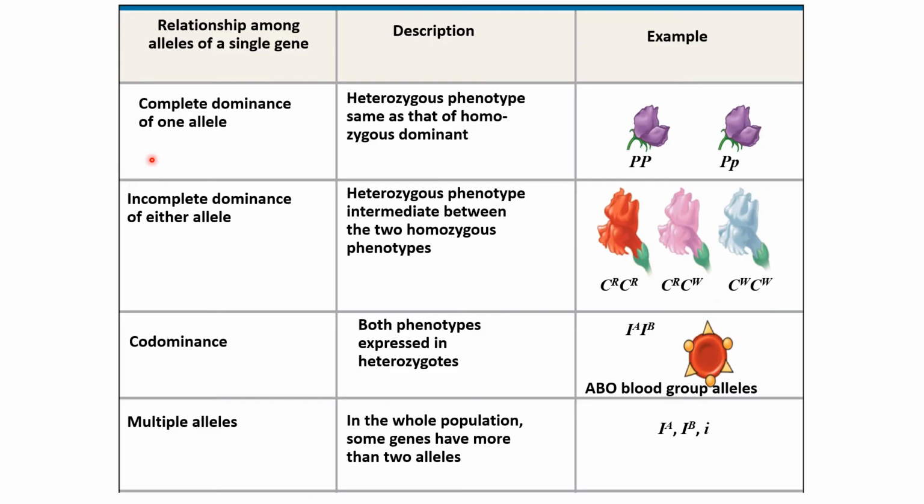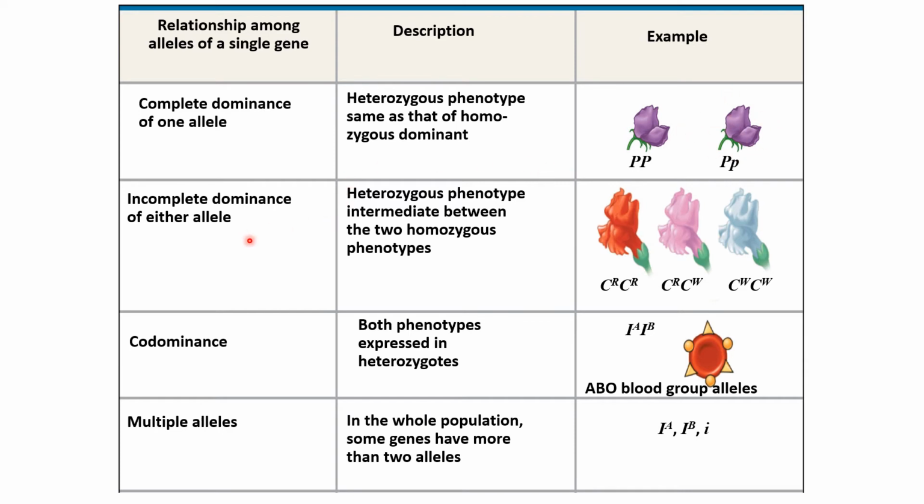Okay, let us compare complete dominance, incomplete dominance, codominance and multiple alleles. For complete dominance, the heterozygous phenotype is the same as the homozygous phenotype. Here, when the homozygous capital P and the heterozygous capital P, small p both show purple, that means they have the same phenotype.